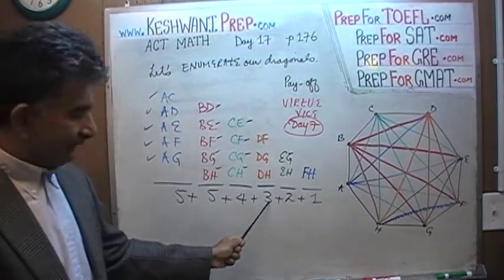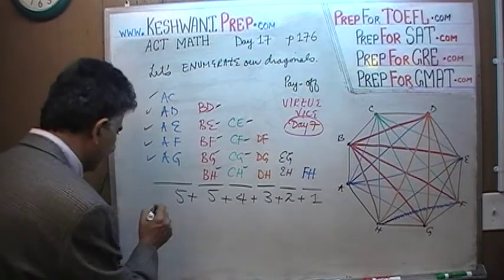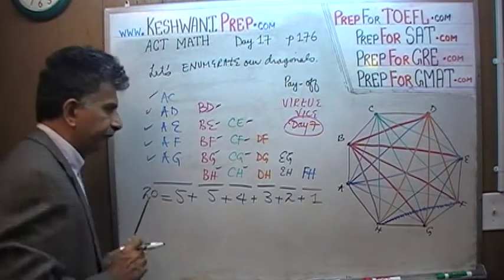3 plus 3 is 6. 6 plus 4 is 10. And 10 plus 10, 5 plus 5 is 10, is 20. The final answer is 20.